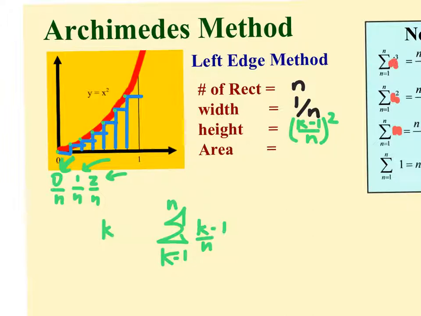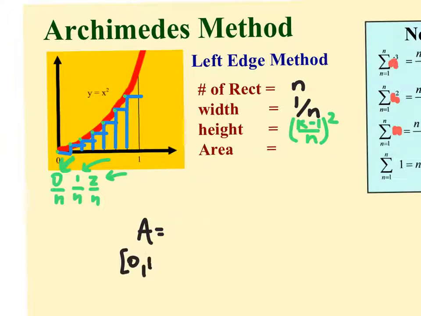And our area will be built based on a summation. So the area from 0 to 1, I'm going to write it down here for extra space, will be a sum from k equals 1 to n of our heights.